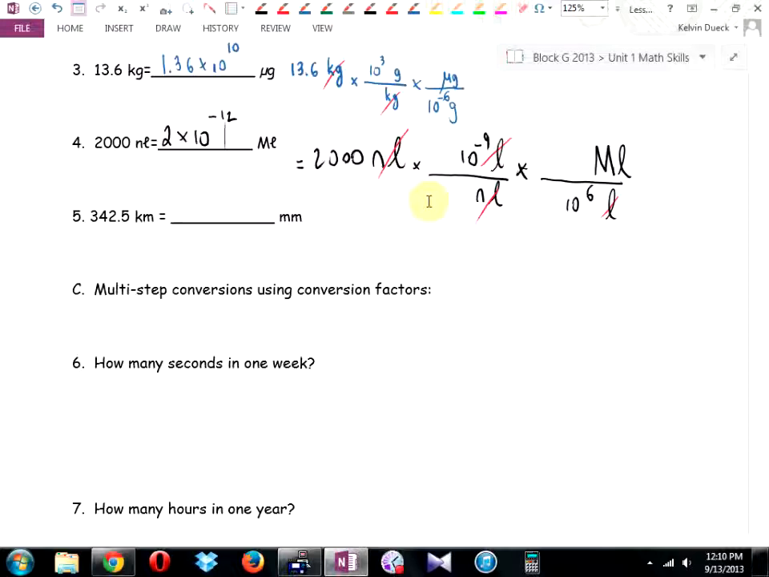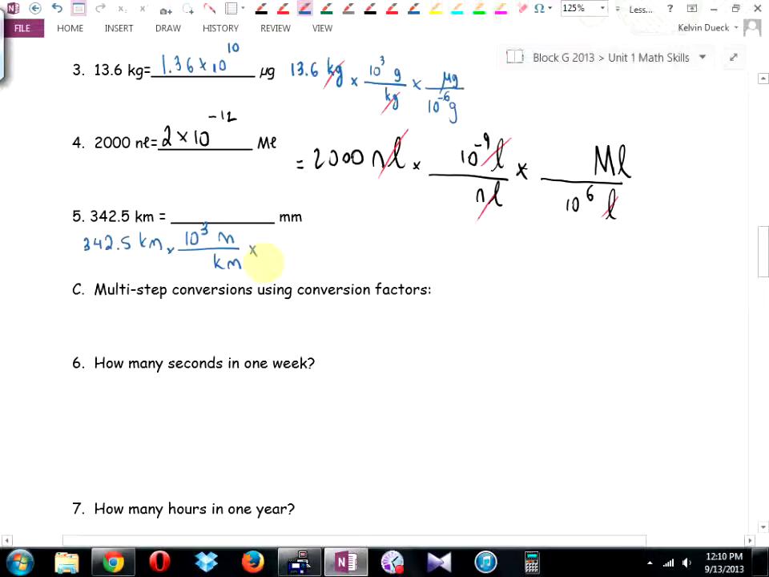What am I going to do first? Write down what you have. Yep. They gave me 342.5 kilometers. I want to get rid of kilometers. Where will I put the kilometers in the next conversion factor? Bottom. What will I put on the top? Just plain old meters? This is nonsense. How can I make this an actual conversion factor? Kilo is the same as 10 to the third. That one I do have memorized.